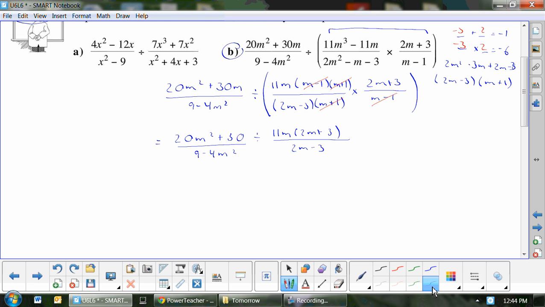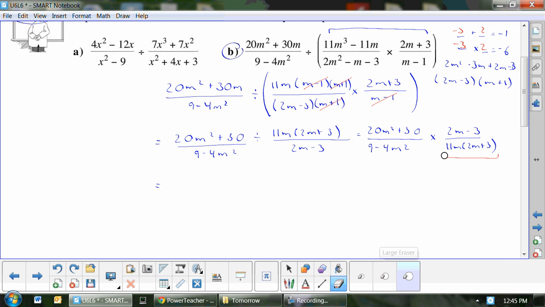Okay, so now it's a dividing question we're dealing with. So we get to take that reciprocal. So we'll go 20m squared plus 30 over 9 minus 4m squared times 2m minus 3, 11m, 2m plus 3. Okay, so we know that we already have all of this factored because we did that in the brackets, but we have to work with this.